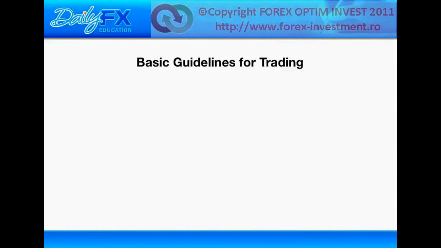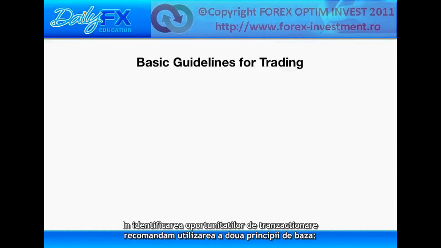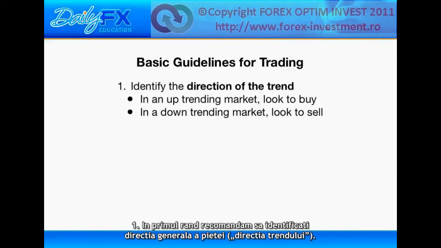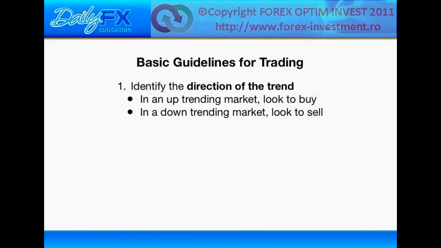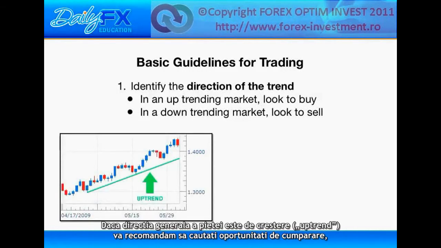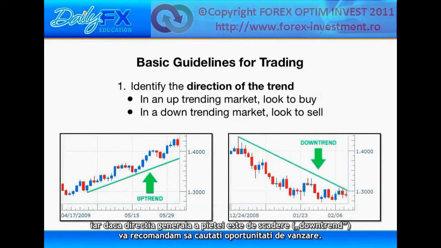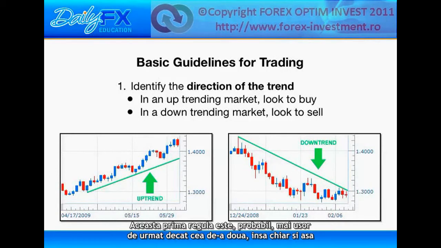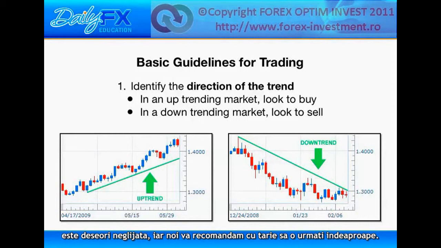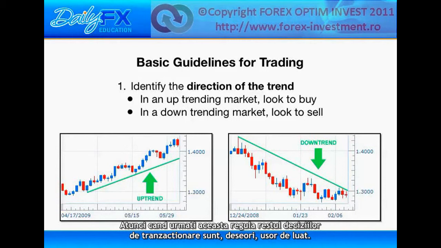So let's get started. When identifying trading opportunities, we recommend that traders follow two basic guidelines. First, we recommend that you identify the direction of the trend. If the market is trending up, we recommend looking for buying opportunities. If the market is trending down, we recommend looking for selling opportunities. This guideline is arguably much easier to abide by than our second guideline, but even still, it's often neglected, and we do highly recommend that you closely adhere to it. When you follow this guideline, the rest of your trading approach often falls right into place.